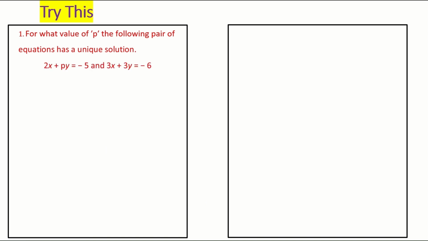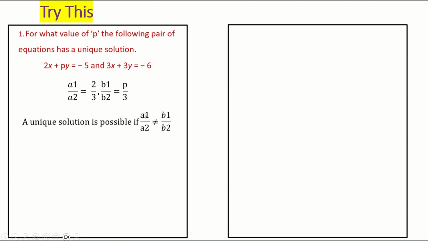Let us do the Try This section from Chapter 4. For what values of p does the following pair of equations have a unique solution? Okay. So the given equations are 2x plus py equal to minus 5, 3x plus 3y equal to minus 6. So you take the ratios of coefficients, that is a1 by a2 equal to 2 by 3, b1 by b2 equal to p by 3.